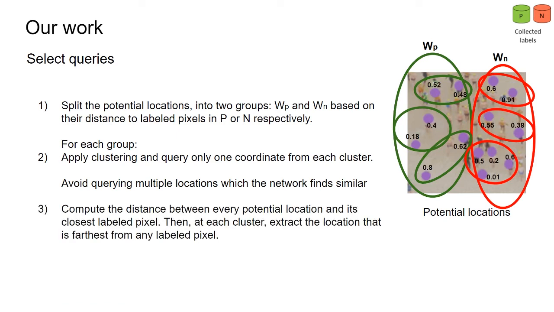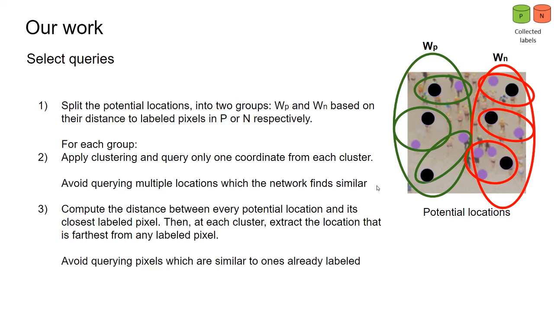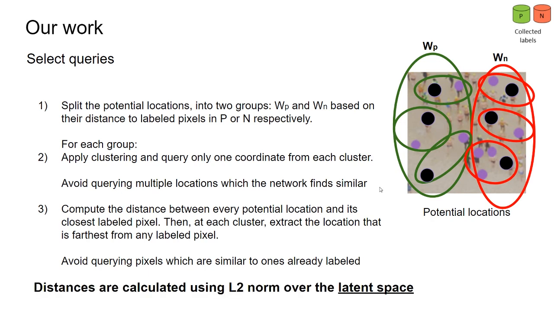How do we pick these unique locations? We compute the distance between every potential location and its closest labeled pixel, and at each cluster, we extract the farthest location. In this way, we avoid querying pixels, which are similar to ones that were already labeled. The novel key in this work is that we use the latent space for any distance measurement. Hence, we assume L2 distance in the latent space is a reliable visual measure.